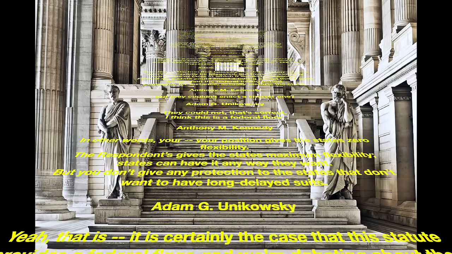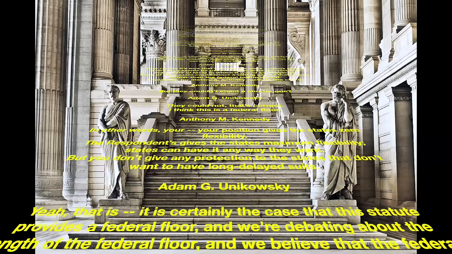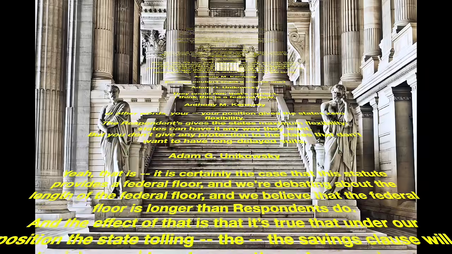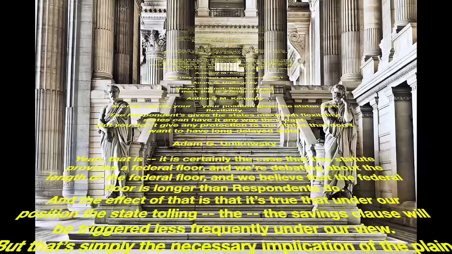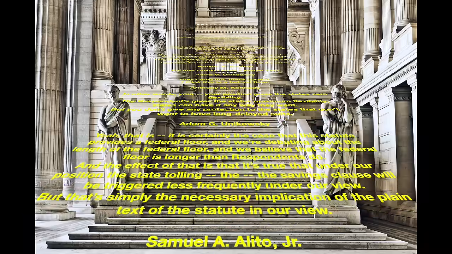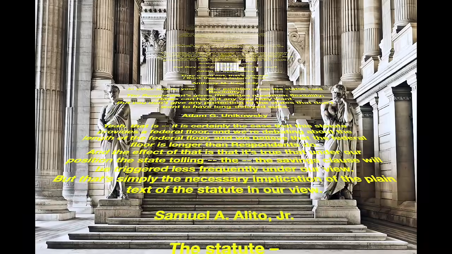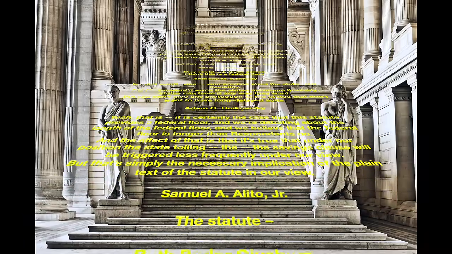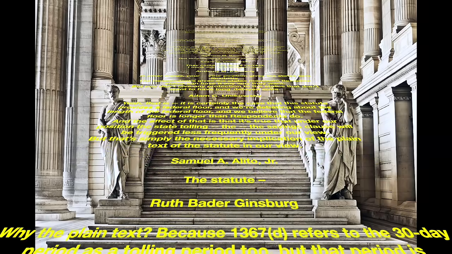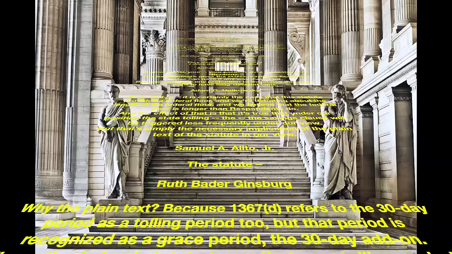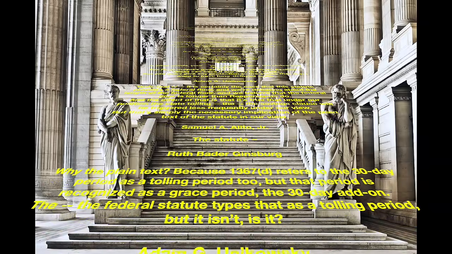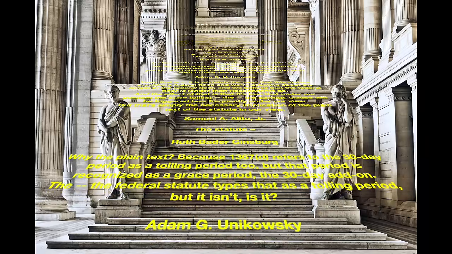Yeah, it is certainly the case that this statute provides a federal floor, and we're debating about the length of the federal floor, and we believe that the federal floor is longer than respondents do, and the effect of that is that it's true that under our position, the state tolling savings clause will be triggered less frequently, but that's simply the necessary implication of the plain text of the statute in our view. Why is it the plain text? Because 1367D refers to the 30-day period as a tolling period too, but that period is recognized as a grace period, the 30-day add-on.